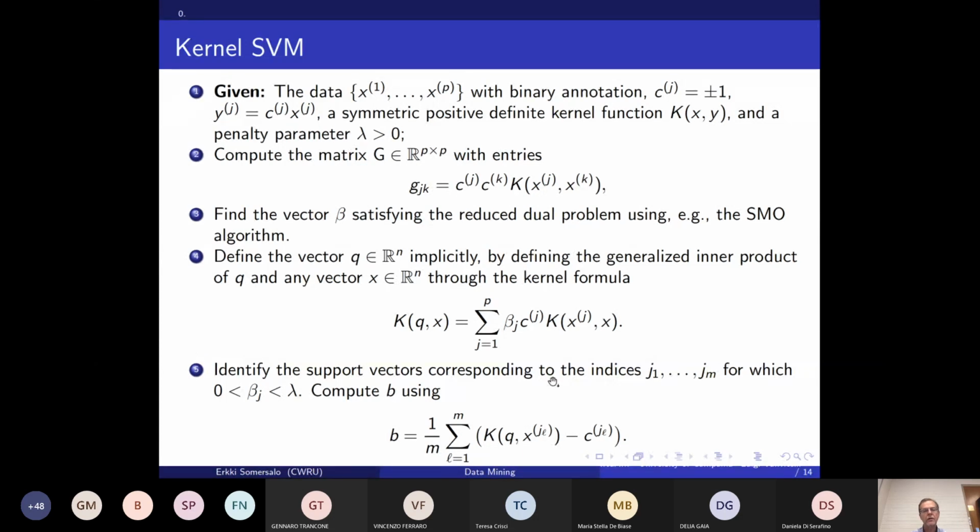Remember, that was related to the Karush-Kuhn-Tucker conditions, and then you define this b by choosing it like this. So your b is the mean of the generalized inner product of q and xj, where the xj are the support vectors, minus their classification. So what I have done here is simply copy the SVM algorithm, and every time I see an inner product, I replace it by this kernel.